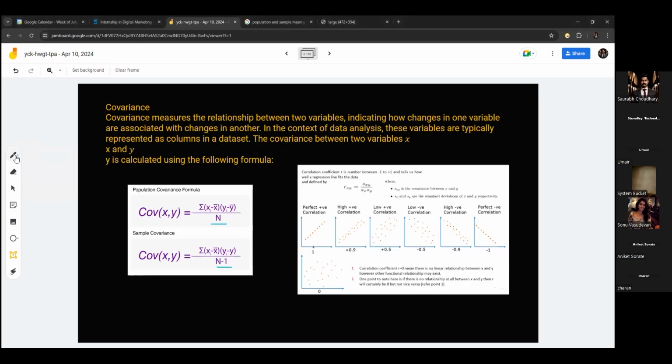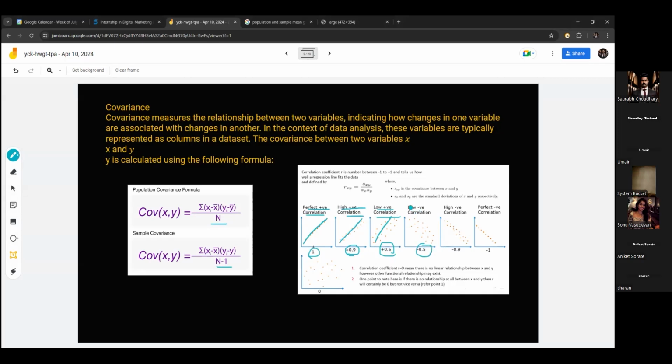See this, the correlation coefficient. These are some graphs you can see. If it is showing one value, then it means it is highly correlated. Plus 0.9 means it is correlated but a little bit less than 1. 0.5 is fine but 50% correlation. Low positive correlation, high positive correlation, perfect positive correlation.